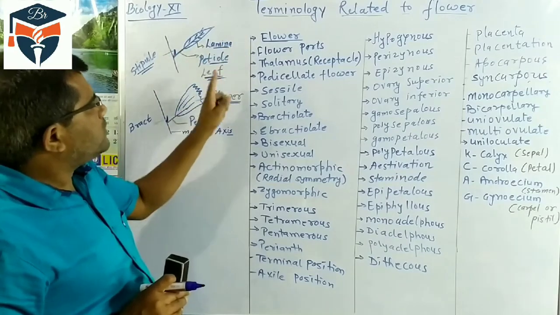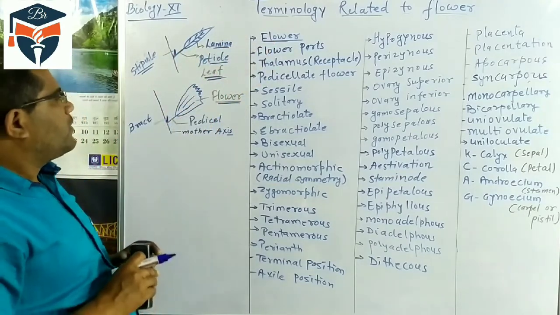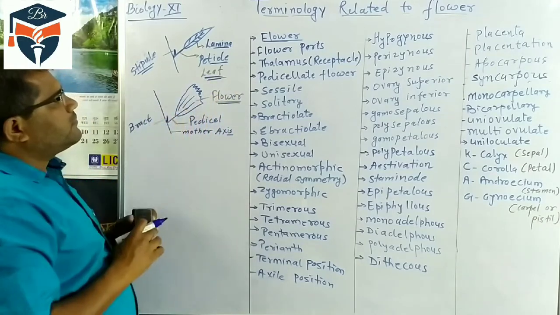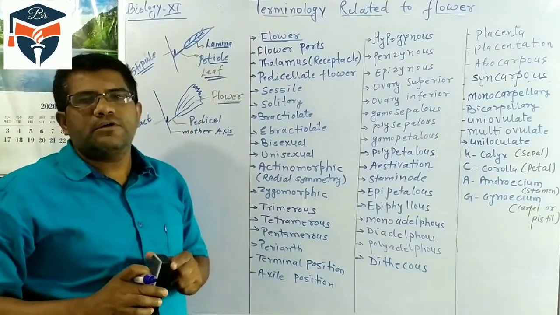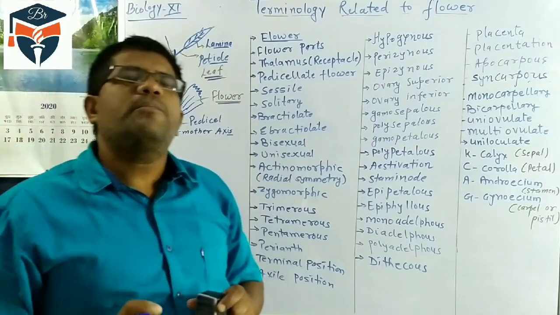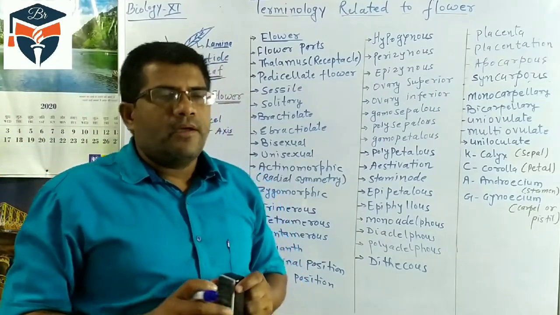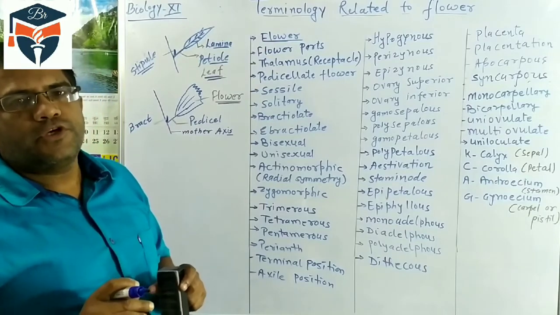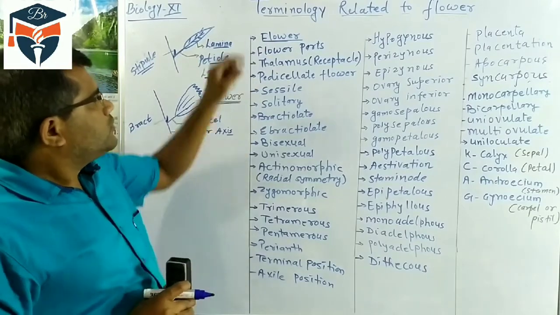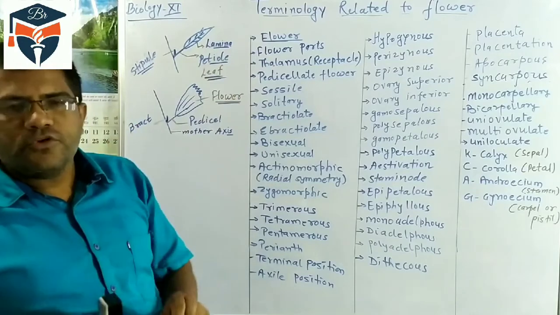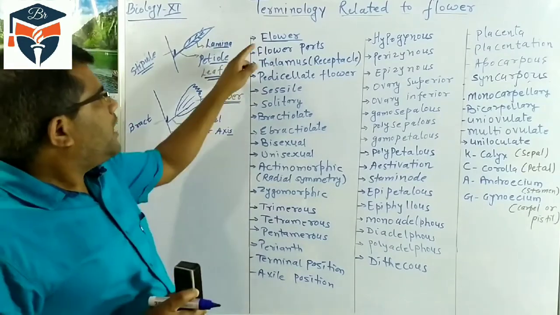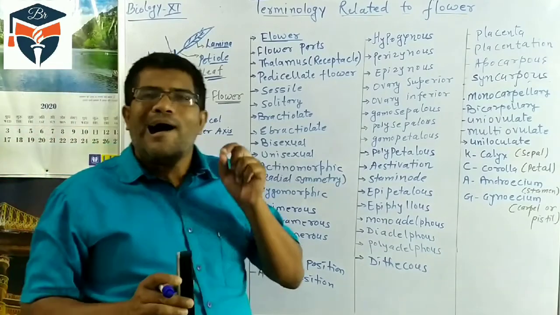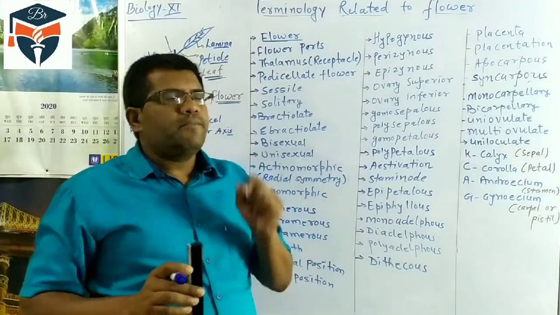Now we have to study the flower. The flower is the reproductive part of the plant. The flower is a modified shoot. It is developed from the shoot. So the flower is a modified shoot, and it is the reproductive organ of the plant.